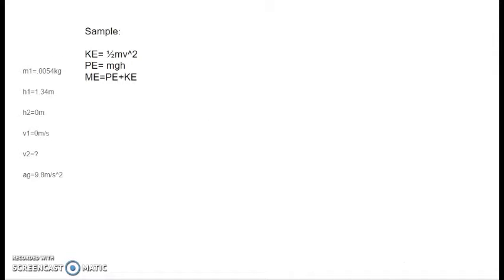Now, as you can see, we have our findings. The mass of the marble that we used was 0.0054 kilograms. The height, or the maximum height, 1 of our roller coaster is 1.34 meters. The second height, the base, as I mentioned earlier, is going to be 0 meters. Now, our first velocity, since we haven't moved it yet, is going to be 0 meters per second. We are going to find velocity 2 with each other.